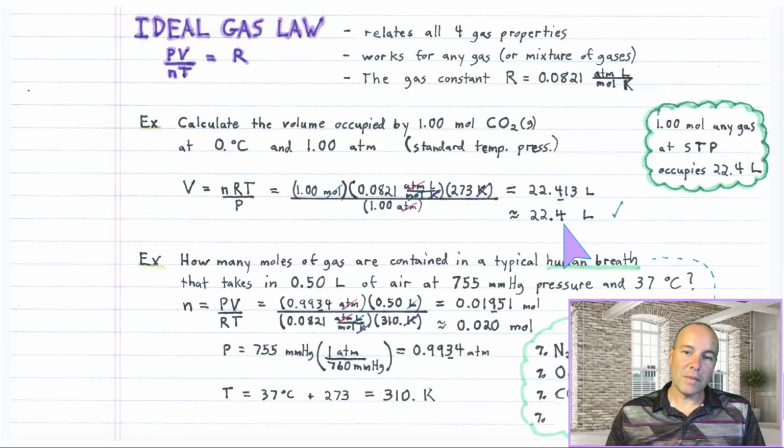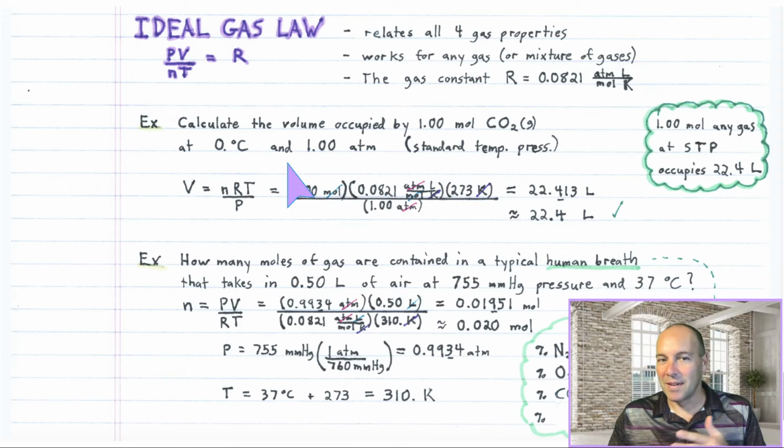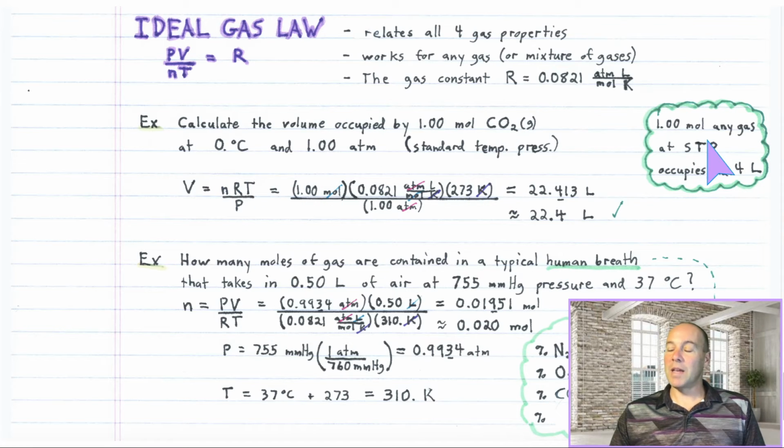Now, this is an interesting example because many gases are studied at 0 Celsius and 1 atmosphere. This is called standard temperature and pressure. So gases are often studied under standard temperature and pressure conditions, or STP conditions. And so now we know that if you're looking at a gas under STP conditions, 1 mole occupies 22.4 liters.